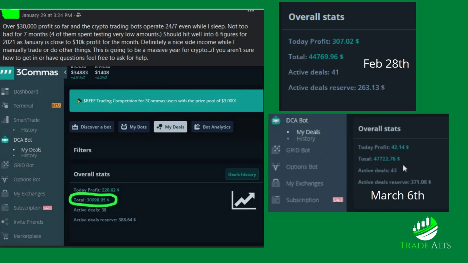So here's another profit update. I'll just very quickly go over. I just want to keep you guys updated as I progress through this. That way you know where I'm sitting. Again, January 29th, I just hit $30,000 in profit. My first trading bot video that I did on February 28th, I was at $44,769, so close to $15,000 profit in a month's time.